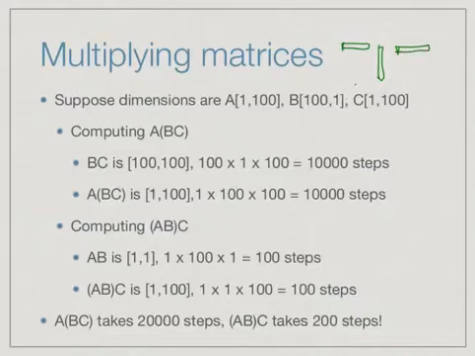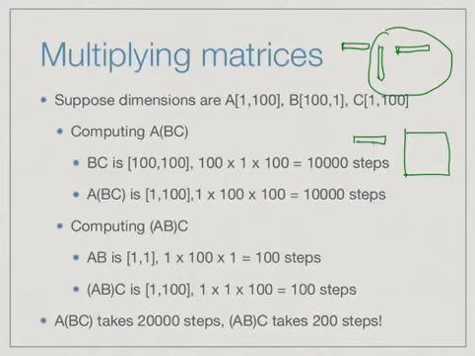Now when I multiply B times C, I get 100 into 1 into 100, so we get an output which is a 100 by 100 matrix. That has 10,000 entries, so it's going to take us 10,000 steps. Now when I multiply A by this, I get 1 into 100 into 100. That's another 10,000 steps. So if I do A after I do BC, I do 20,000 steps.